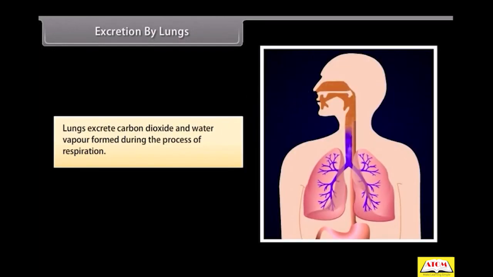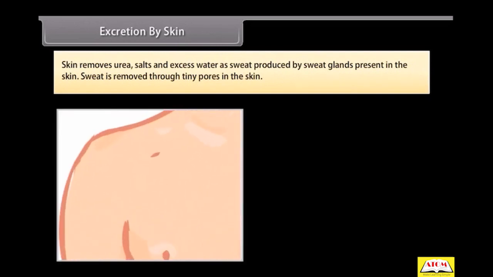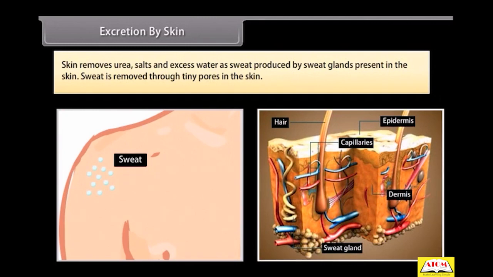Excretion by lungs. Lungs excrete carbon dioxide and water vapor formed during the process of respiration. Excretion by skin. Skin removes urea, salts, and excess water as sweat produced by sweat glands present in the skin. Sweat is removed through tiny pores in the skin.